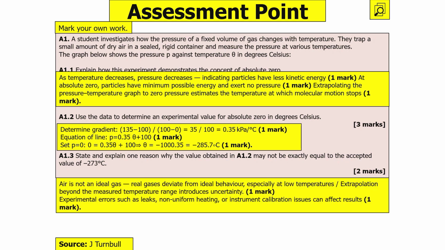Right, and that last one, air is not an ideal gas. Real gases deviate from ideal behaviour, especially at low temperatures. And in addition, we're extrapolating beyond the measured temperature range, which introduces an uncertainty into the calculation. Now, there could also be experimental errors, such as leaks, non-uniform heating, and instrumental calibration issues, which could also affect our result.